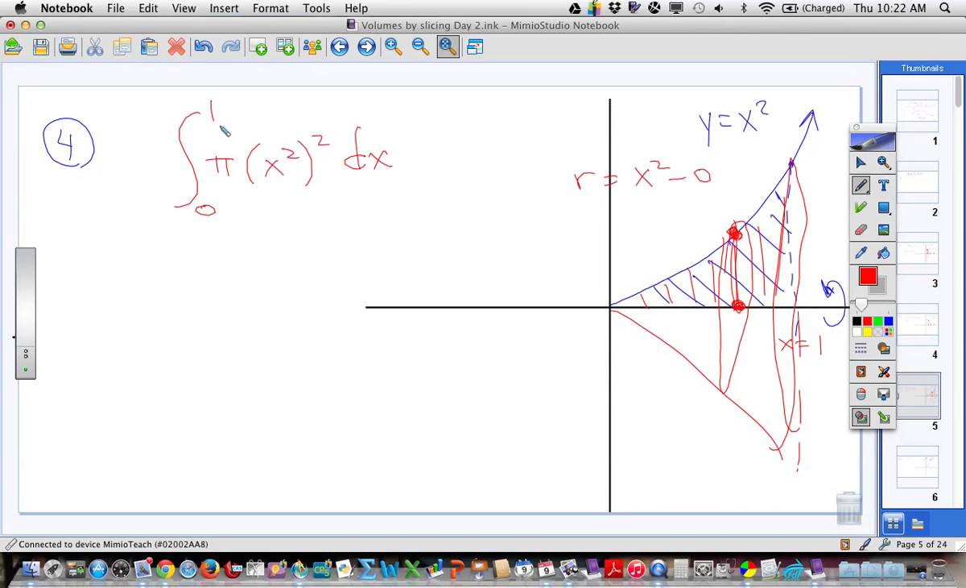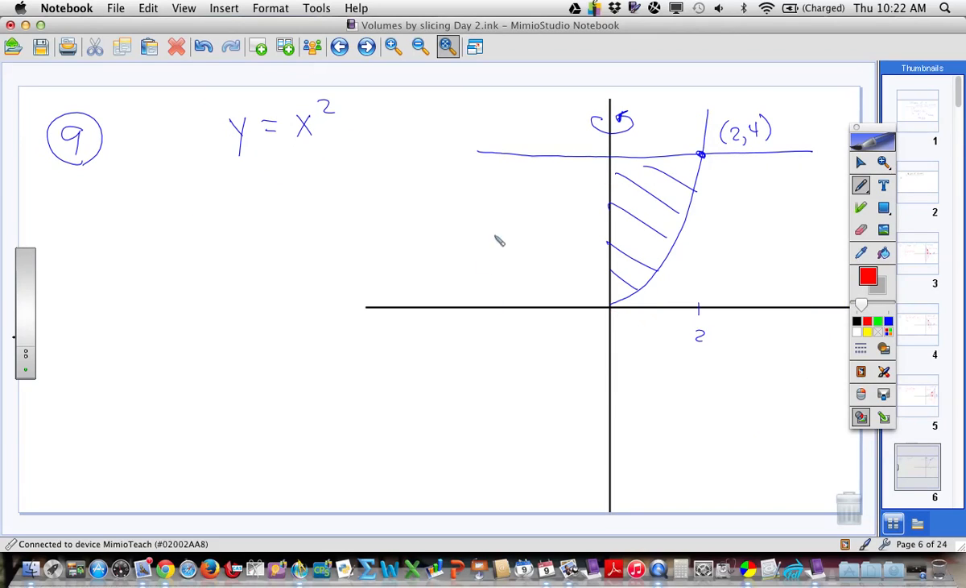Okay, then we go to number 9. And let's see, what was that answer? What did you have for number 4? Pi over 5. Okay, number 9. Now we switch, and we're going to revolve around the y-axis. Okay, so now we're talking about this. This would be our solid. So now a slice would be in here like this.